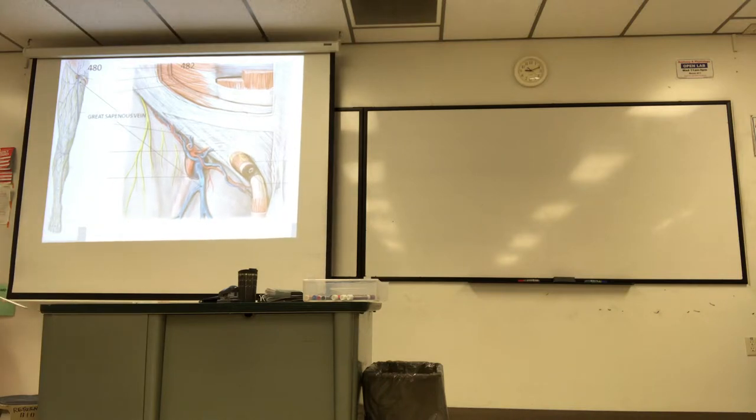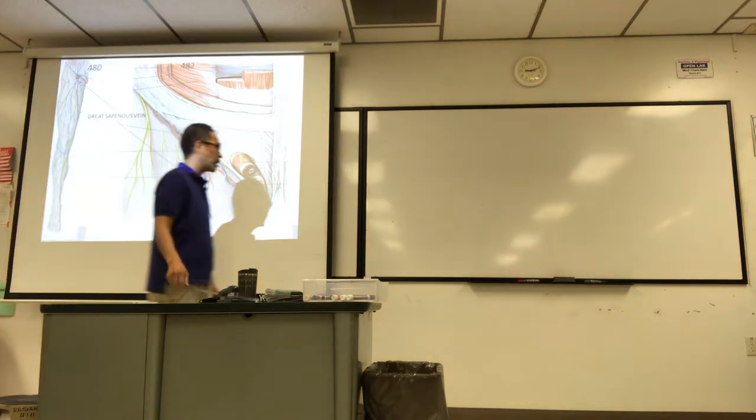The longest blood vessel in the body is the great saphenous vein. It starts from the inside of the foot, and it runs all the way up the medial aspect of the lower limb. And it drains blood into the femoral vein right through that opening. So that vein is on your study guide. The great saphenous vein.